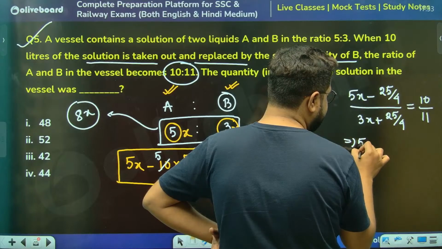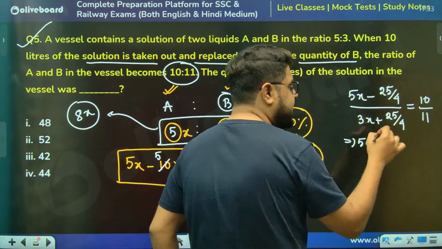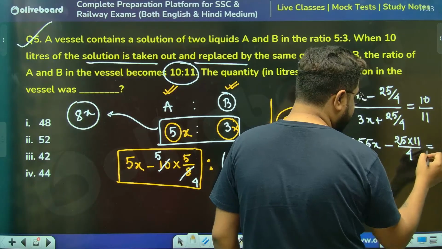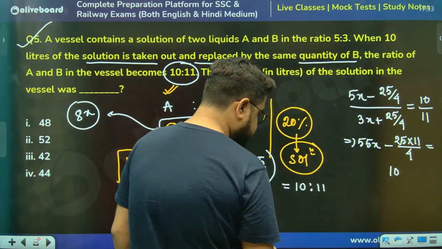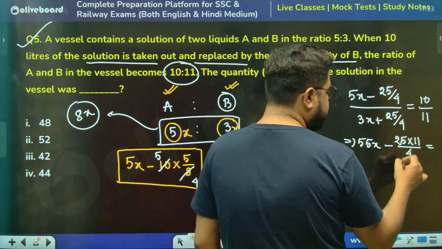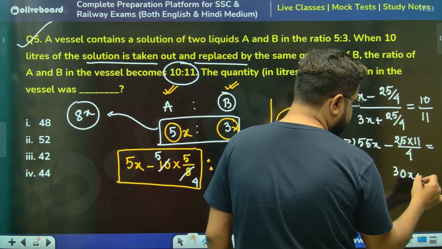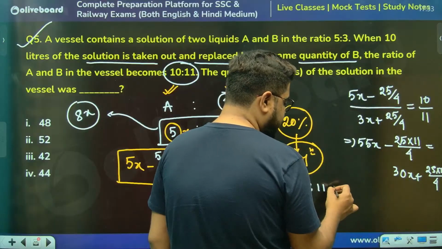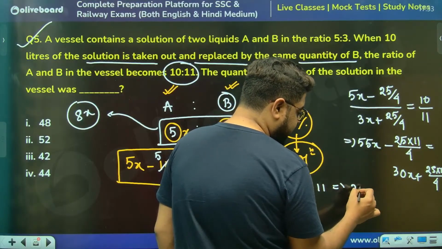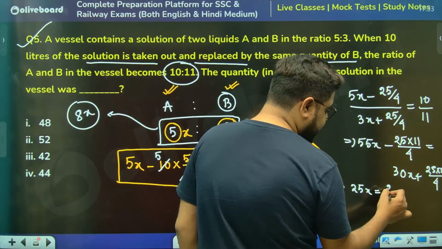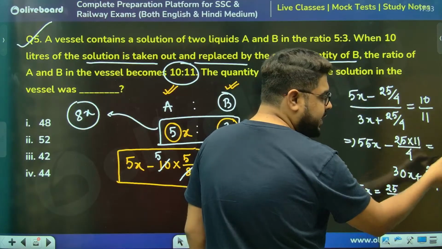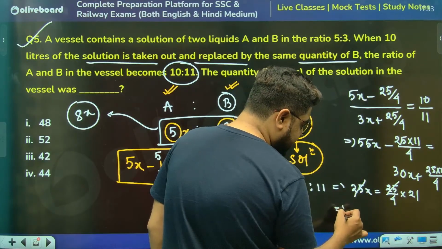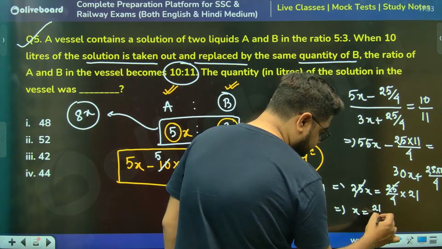Cross multiply, sir. 55x minus, do not multiply, 25 into 11/4. It is equal to 10 into 3, sir, 30x plus 25 into 10/4, sir. Sir, if you take this to this side, 25x will be, sir, 25/4, and 11 plus 10 will give you, sir, 21. 25 gone. X is equal to 21/4.